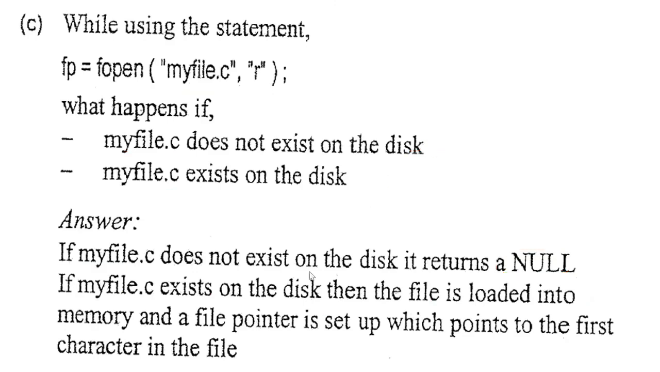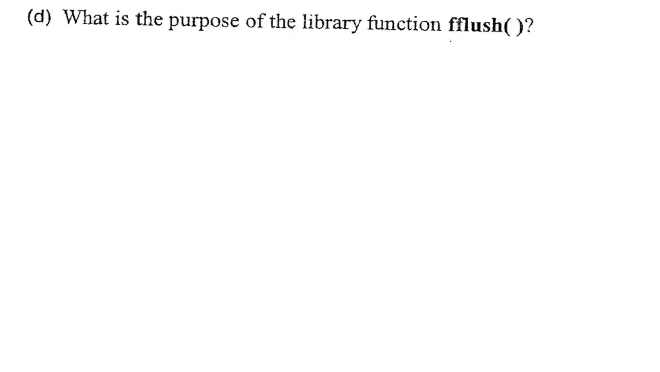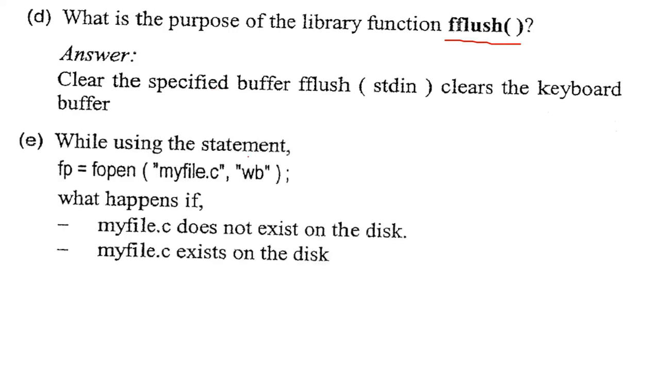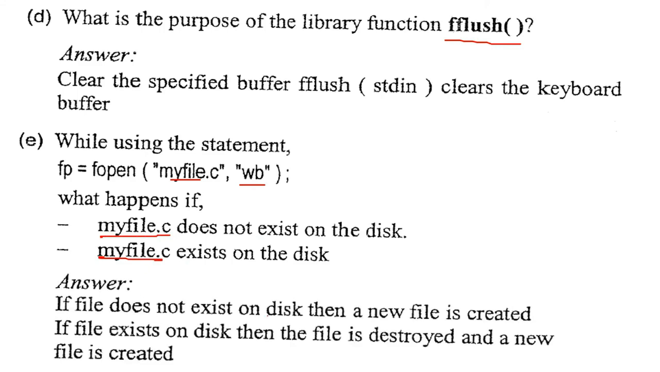What is the purpose of library function fflush? In the keyboard there is a buffer, so we have to flush it for multiple inputs the keyboard has taken. While using the statement, this one myfile.c with "wb", what happens if this myfile.c does not exist or exists? See, if the file does not exist on the disk, then a new file will be created, and if the file exists on the disk, then the file is destroyed and a new file will be created in this case.